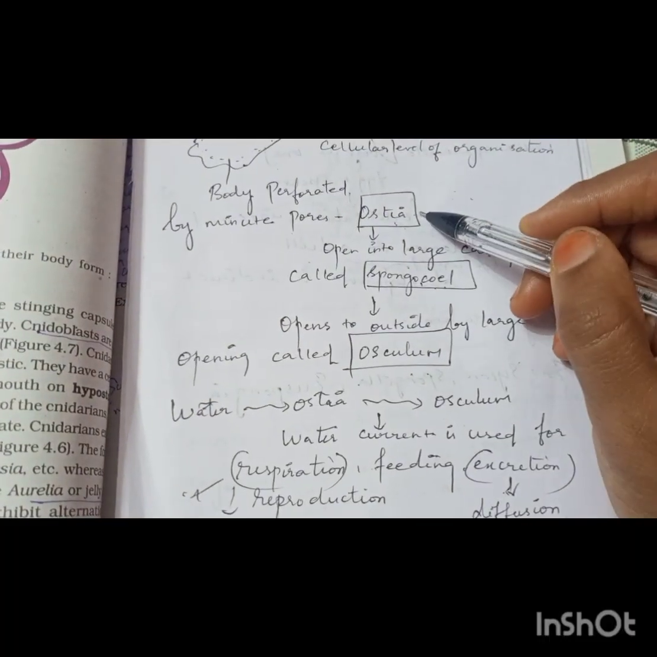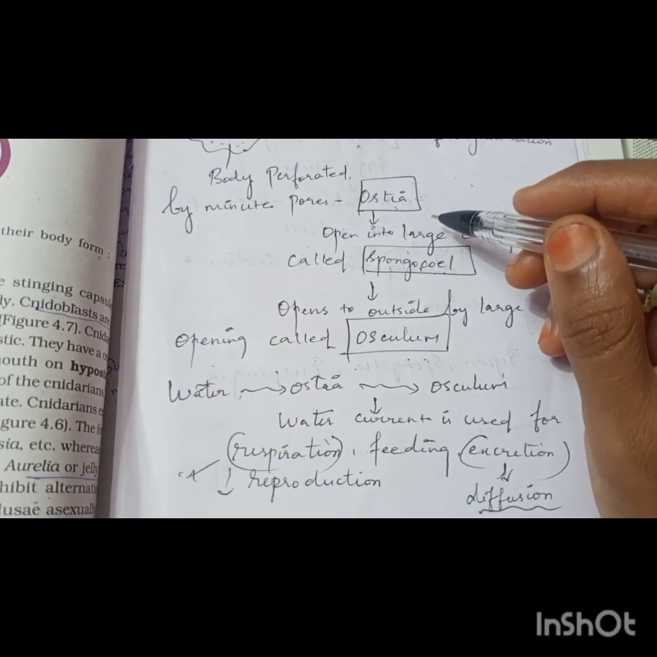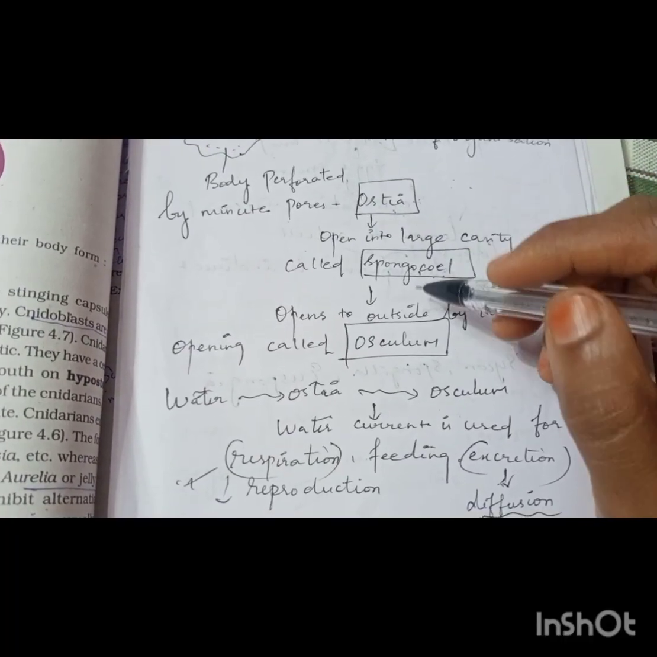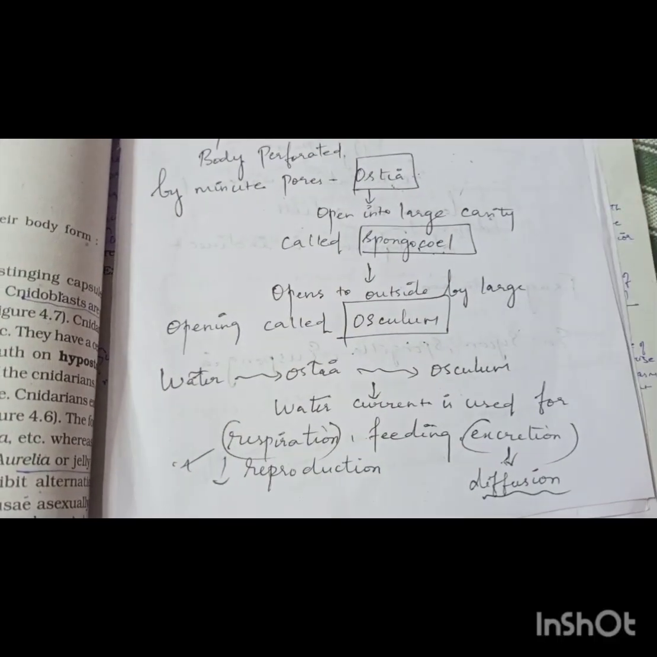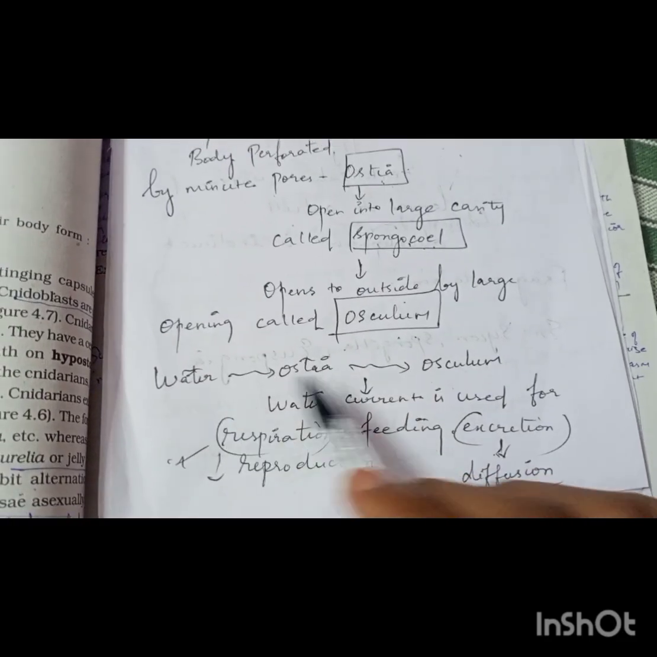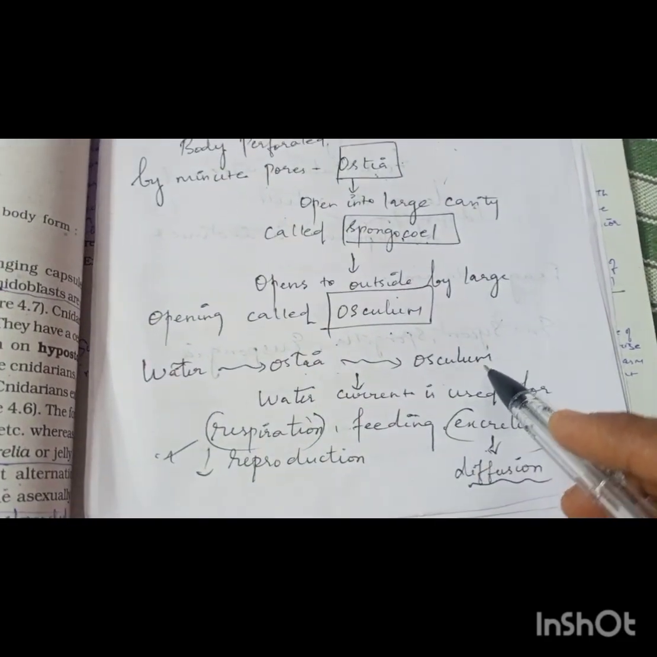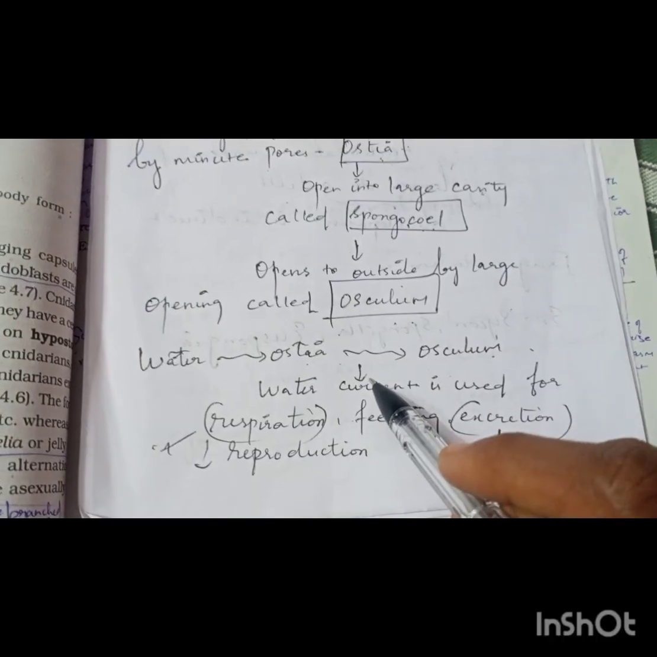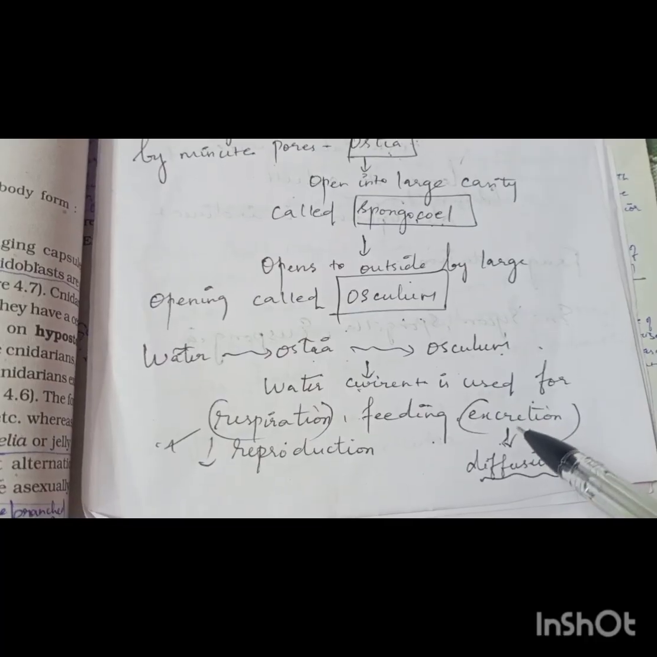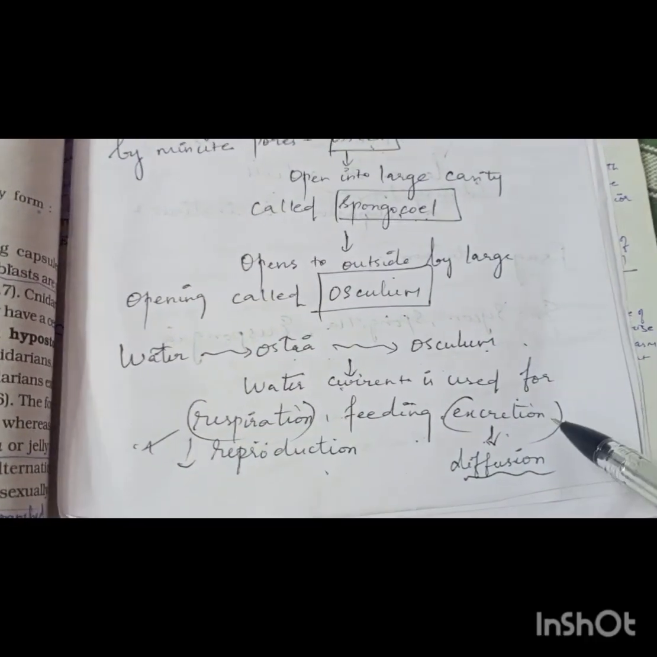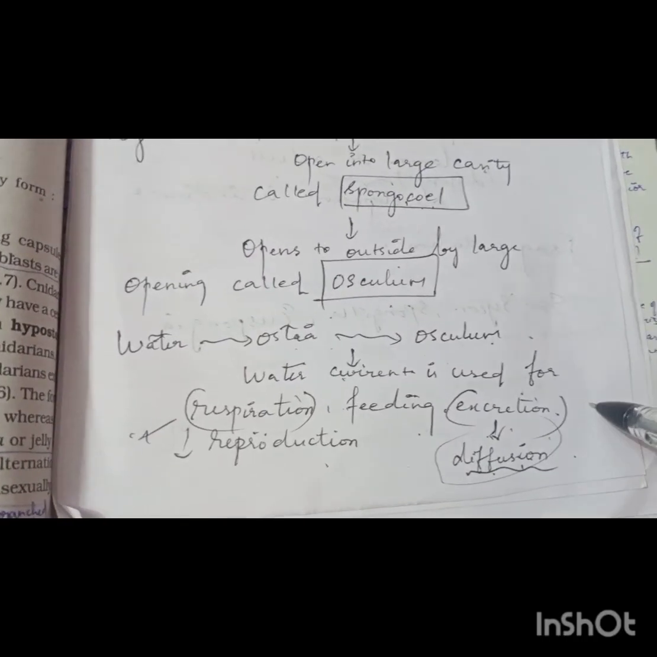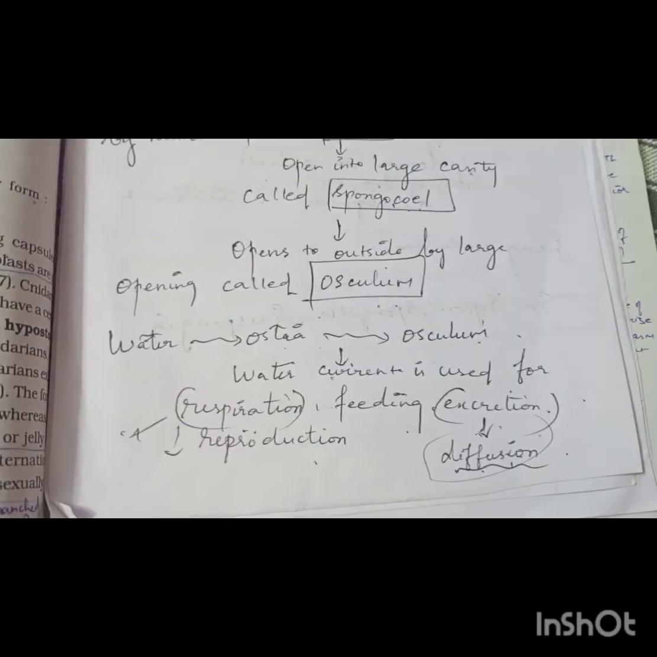So water is taken in through this ostia, and it is used as a transport agent to transport the food or waste into or outside the body. So here water is taken in through ostia and it is liberated out at osculum. In between, the water current is used for various purposes like respiration, feeding, excretion, reproduction. Here respiration and excretion take place by a mechanism called diffusion, where the contents will move from an area of greater concentration to an area of lower concentration.